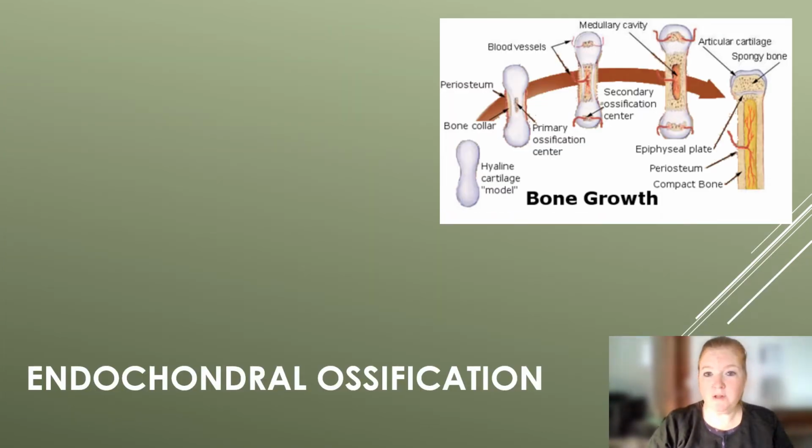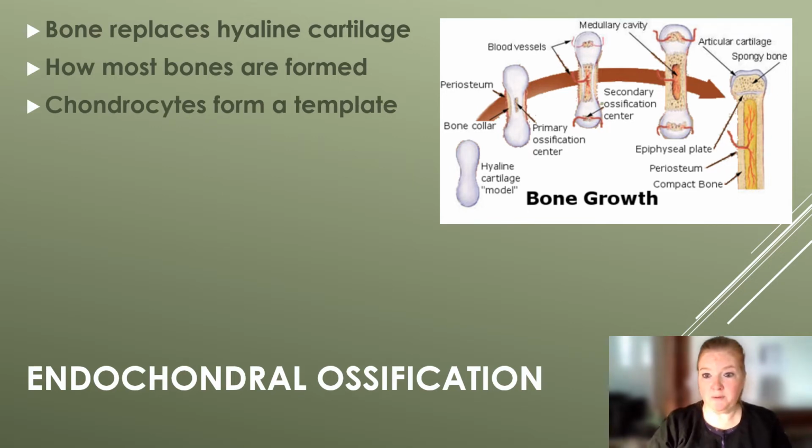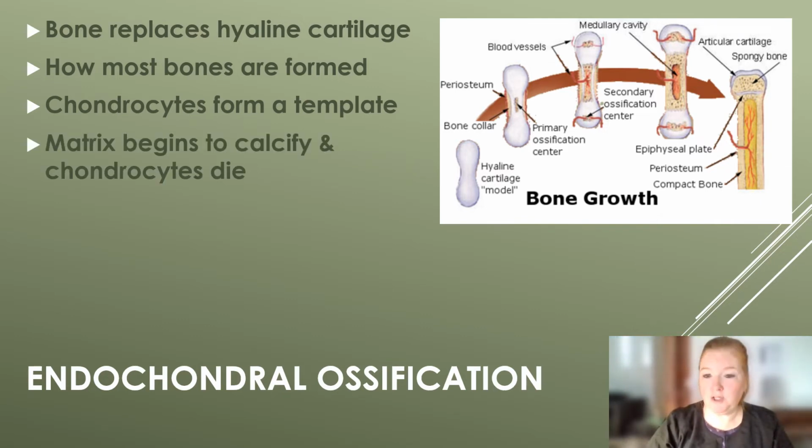Now, endochondral ossification is when we replace cartilage with bone. That's how most of your bones are formed, except for your cranium, your mandible, your clavicle, and facial bones, right? So chondrocytes form a template, and that's cartilage, okay?